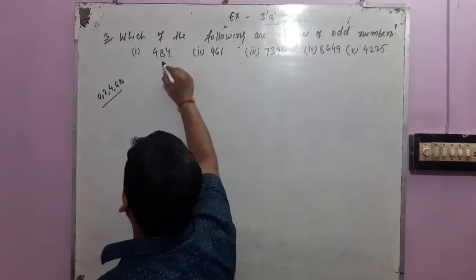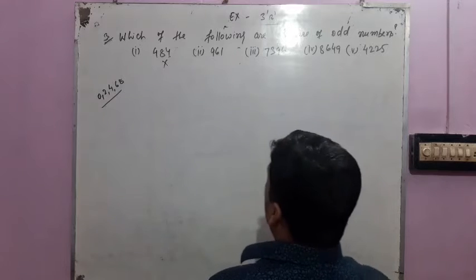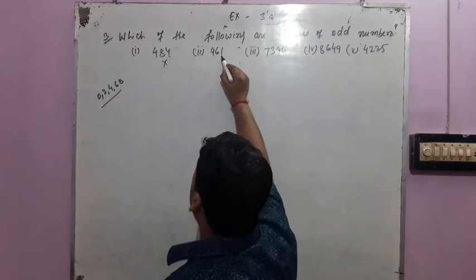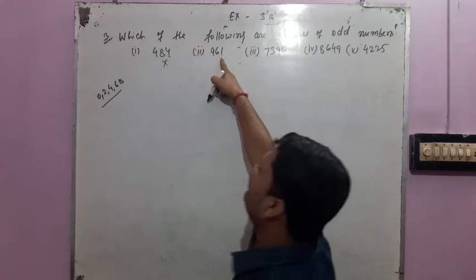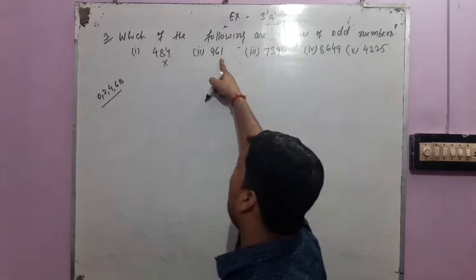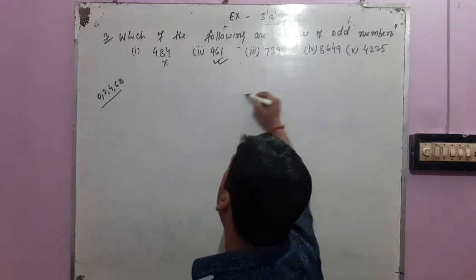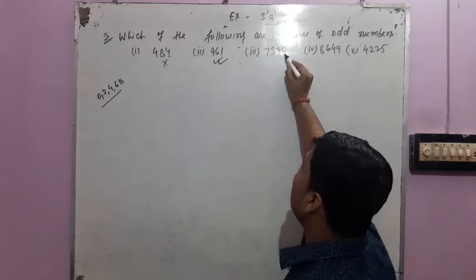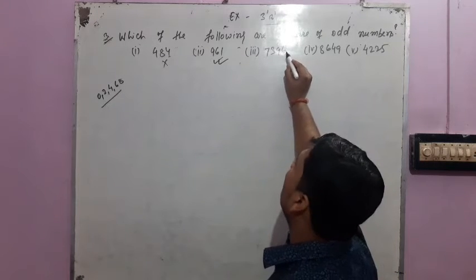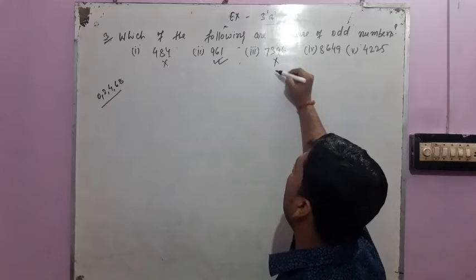4. So it is an even number. It is not a square of an odd number. The last digit here is 1. So if the last digit of this number is 1, then it is an odd number. So it is a square of an odd number. Here the last digit is 6. That is an even number, so it is not a square of an odd number.